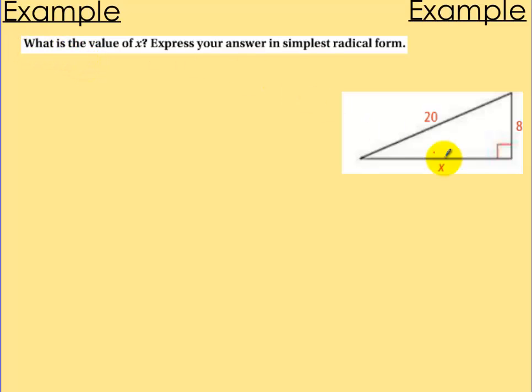Alright, so let's make another equation. Now, x is one of the legs. We can make a new equation. It's usually going to be x squared plus 8 squared equals 20 squared. You could write it like this and solve for x. So that's going to be x squared plus 64 equals 400.